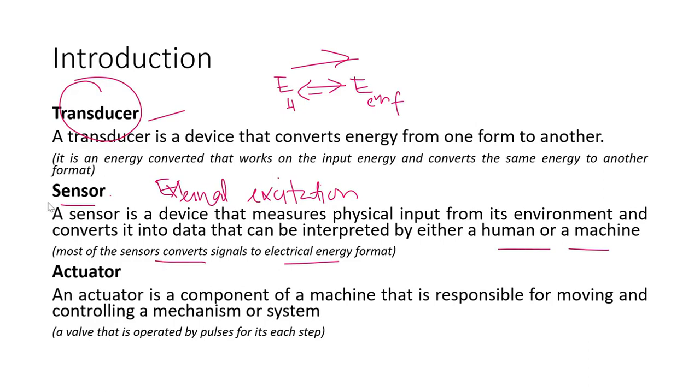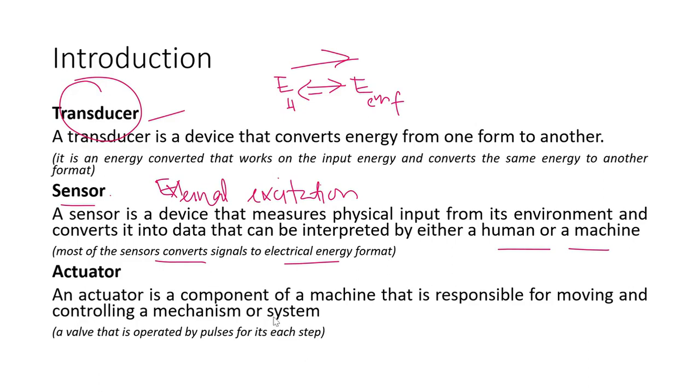A sensor senses data and gives output with its own energy. A transducer gives the same energy on the output. What is an actuator? An actuator is actually a working component. When we give it some controlling signal, some command, it works on that command.